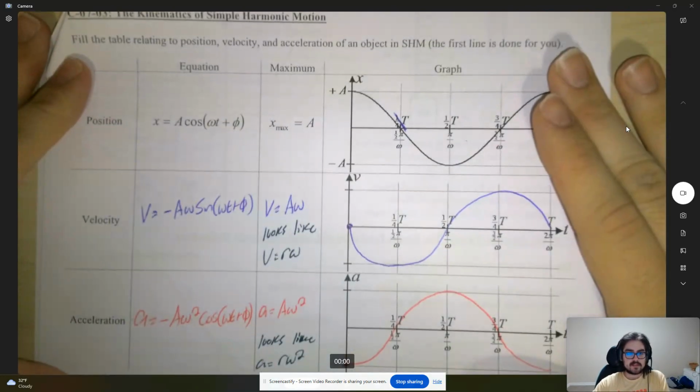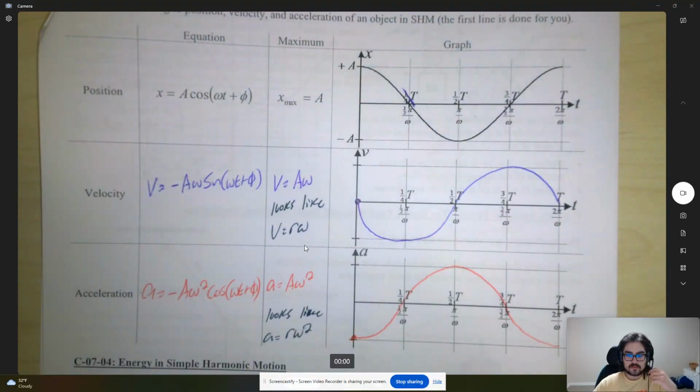Okay, that's kinematics of simple harmonic motion. Nothing too crazy. Just wanted to kind of show you that.